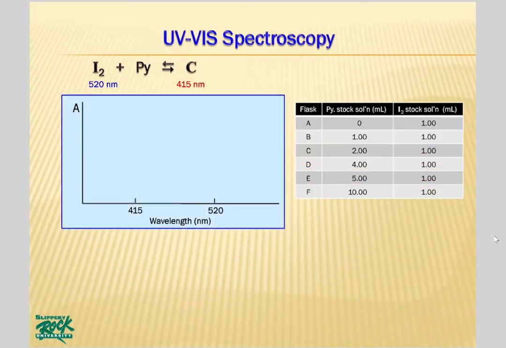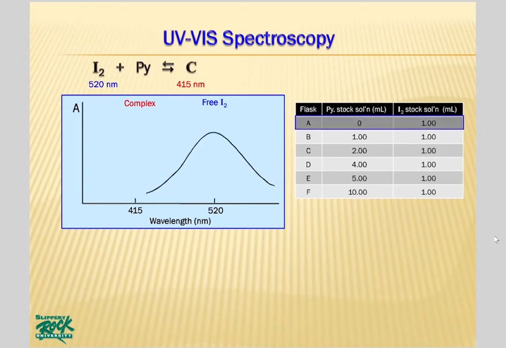The pyridine iodine complex absorbs light at 415 nanometers. On the contrary, free iodine absorbs light at 520 nanometers. A collection of generic spectra of solution A through F is going to be displayed in this plot of absorbance versus wavelength. Capital A at the vertical axis represents absorbance. The peak for free iodine will be positioned at 520 nanometers, and the peak for the pyridine iodine complex will be positioned at 415 nanometers.